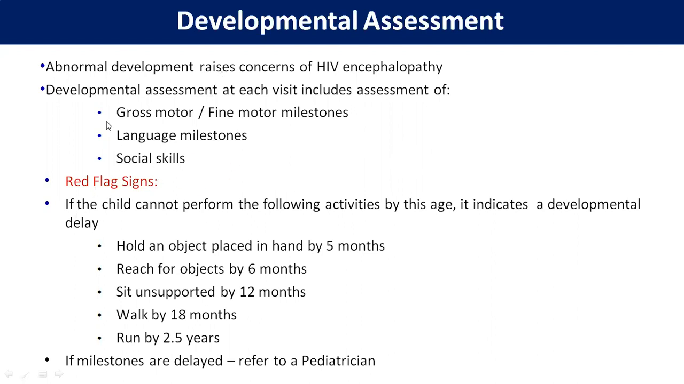That's very important when you send the patient to the pediatrician; they are called red flag signs. What are those? Not holding an object placed in the hand by 5 months, not reaching for objects by 6 months, not sitting unsupported by 12 months. It should have been achieved by about 7 months, but if at 12 months he is still not able to sit without any pillow or support, or does not walk by 18 months or run by 2.5 years. When the baby can't do these five, you must send the child to the pediatrician.